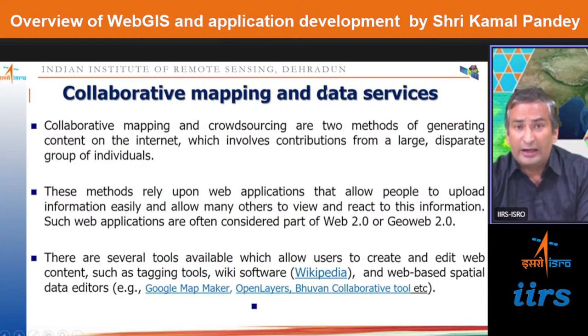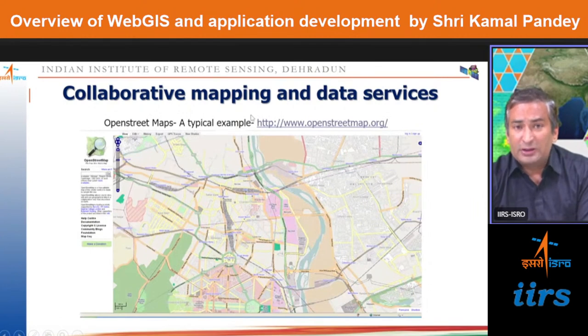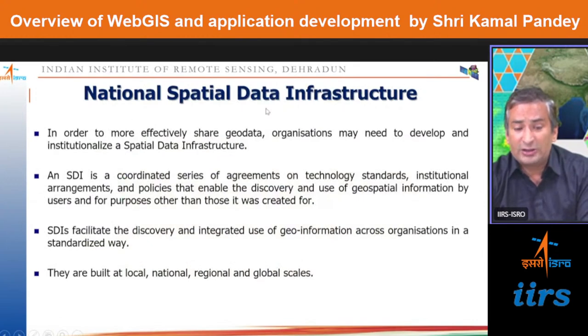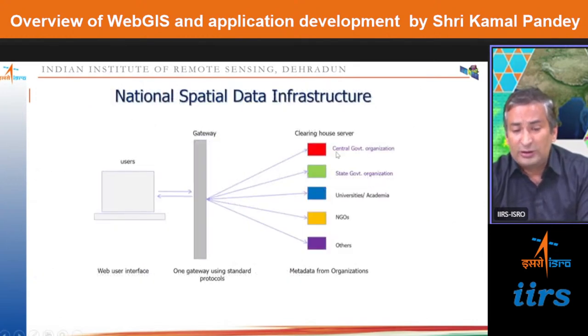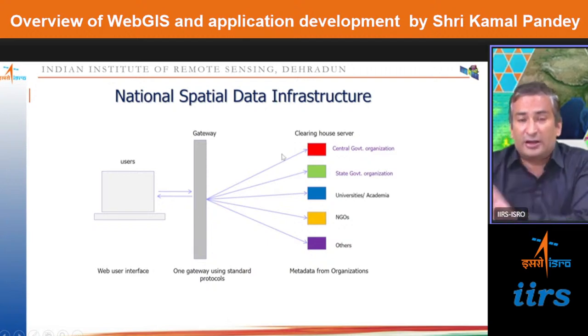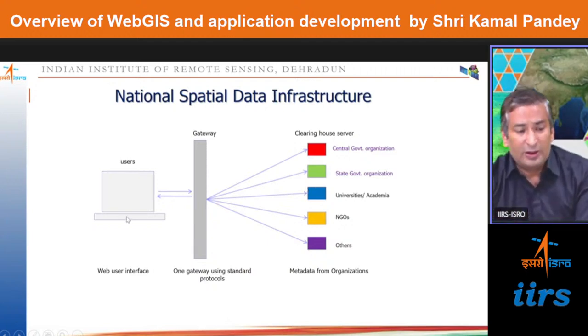It can be used for collaborative mapping and data services, like OpenStreetMap. This is a very good example of collaborative mapping or a WebGIS based environment. I have demonstrated this previously also. And national spatial data infrastructure can also be created. If you see the central government organization, state government organization, universities, NGOs, other organizations, they all can create a spatial data infrastructure, and that can be used by the various users within that organization. From a single source, the data can be used by all of them.